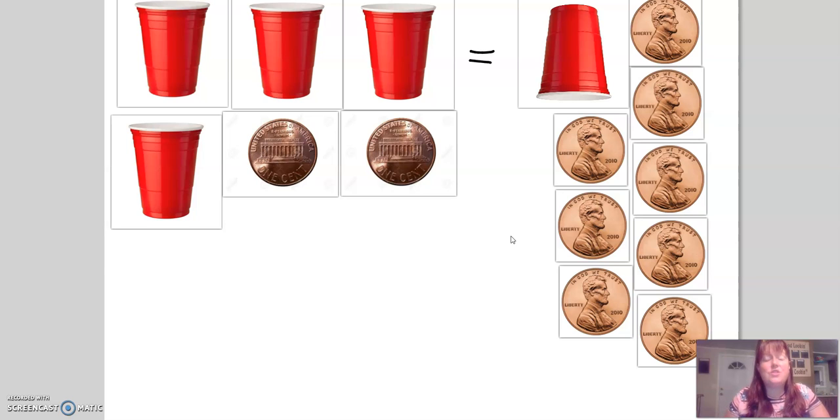So to do that, we're going to create zeros, right? We're going to try to get rid of these pennies on this side so that just the cups remain. So to zero these out, we have to get rid of them, right? So what undoes a negative penny? Well, a positive penny, right? One positive penny will undo a negative penny.